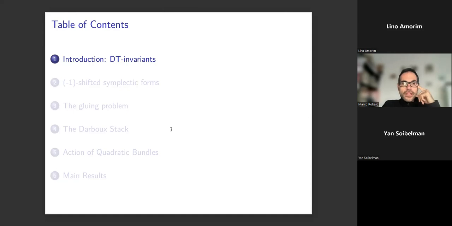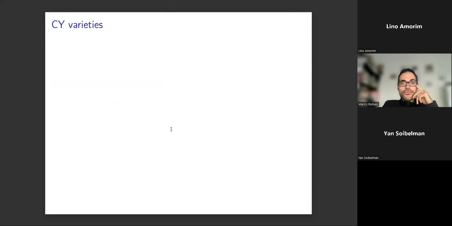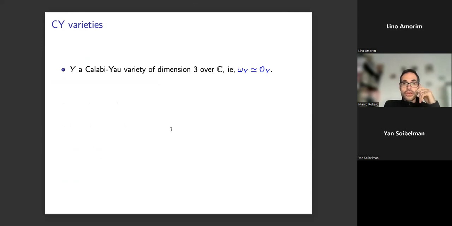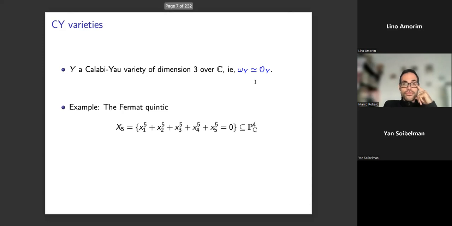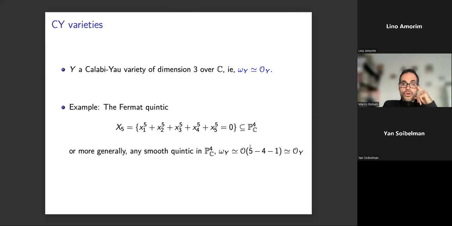Okay, so for DT-invariants, the setup is the following. We start with the Calabi-Yau variety. So this is what we want to study. Calabi-Yau in this talk just means an algebraic threefold over C, with a trivialization of the canonical bundle. That's all we need for this talk. And just as a quick example, if you take the Fermat quintic, we know this is Calabi-Yau because of the adjunction formula that allows us to compute the dualizing sheaf from the structure sheaf. So for any quintic we have this formula. This gives you an example of such a Calabi-Yau.